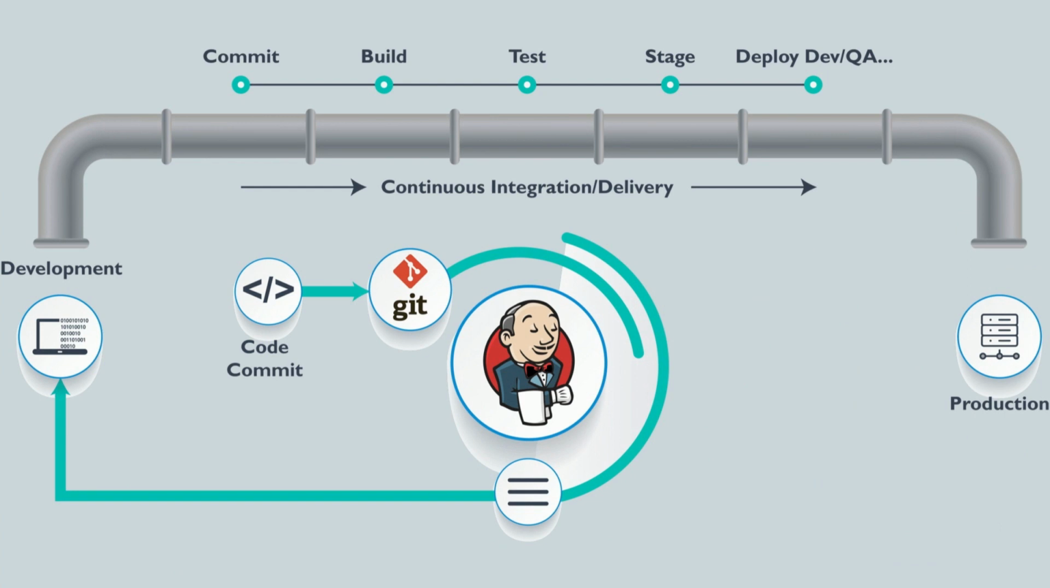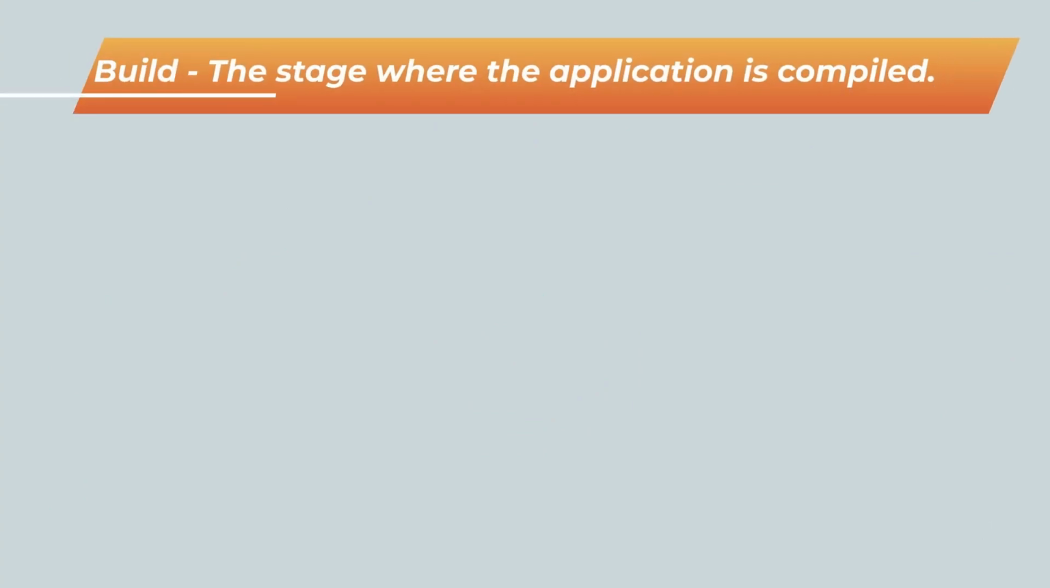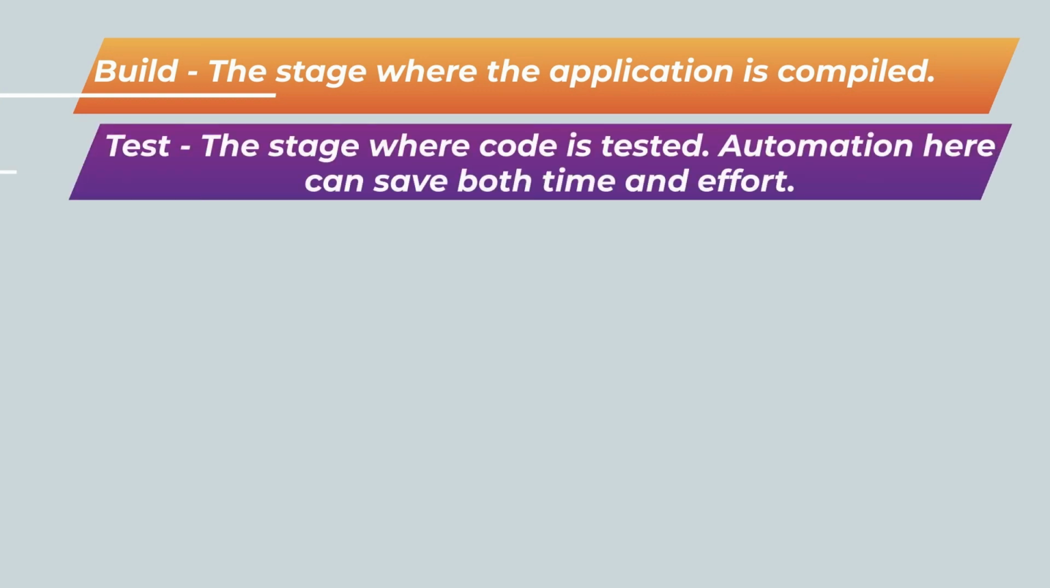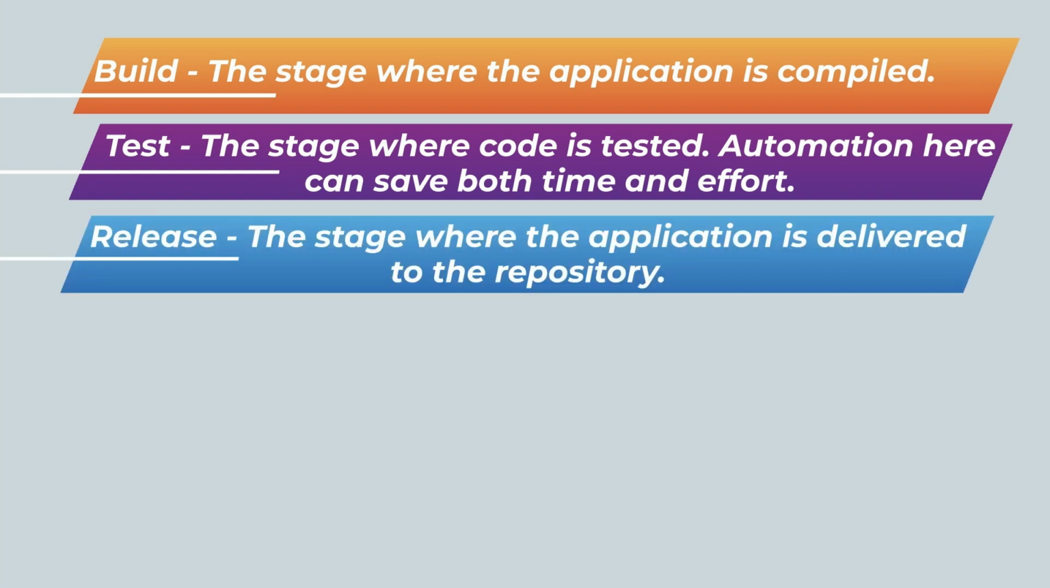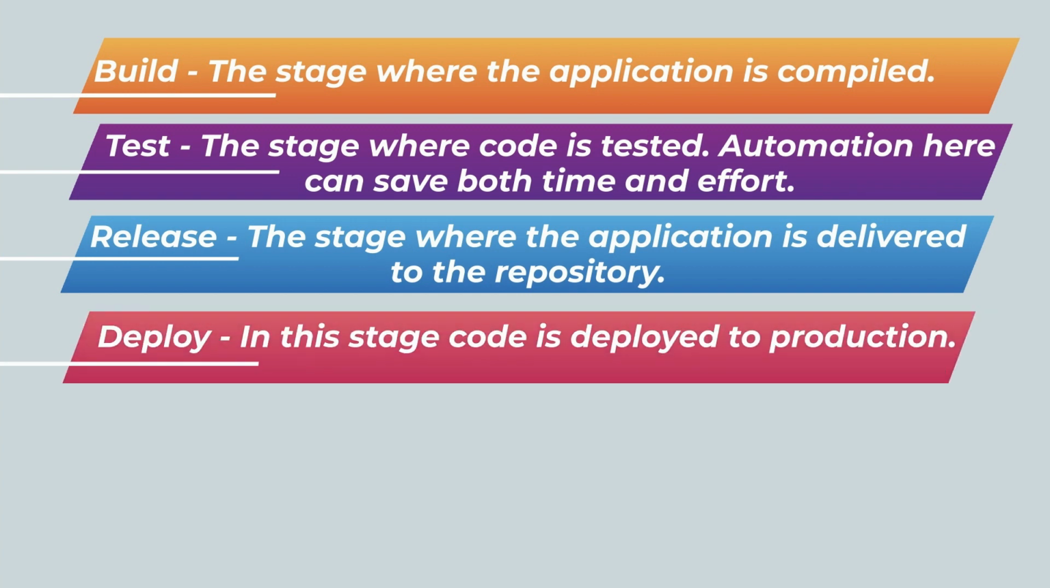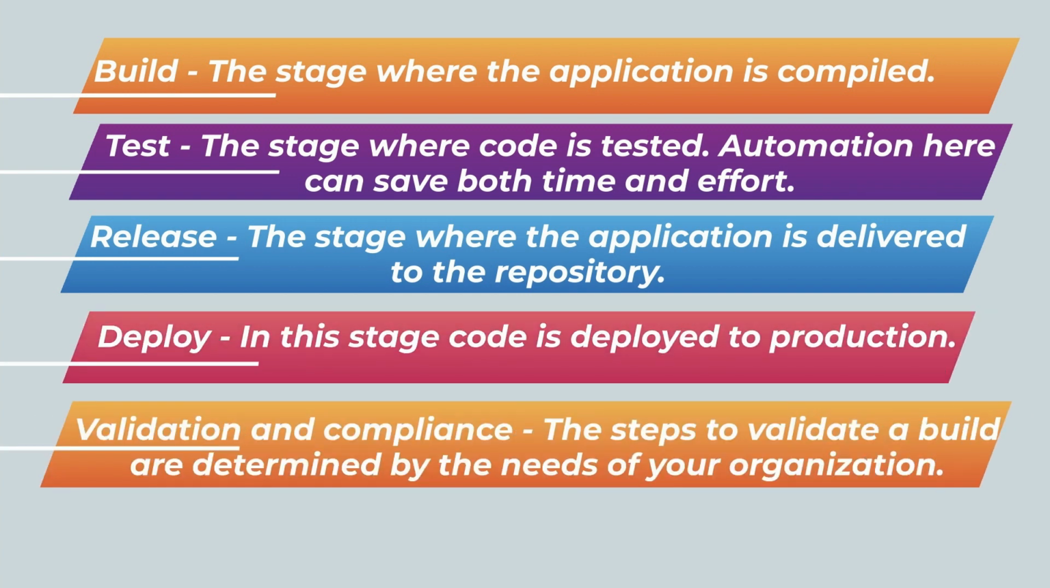The steps that form a CI/CD pipeline are distinct subsets of tasks grouped into what is known as pipeline stages. The typical pipeline stages include build, the stage where the application is compiled; test, the stage where code is tested. Automation here can save both time and effort. Release, the stage where the application is delivered to the repository. Deploy, the stage where code is deployed to production. Validation and compliance, the steps to validate a build are determined by the needs of your organization.